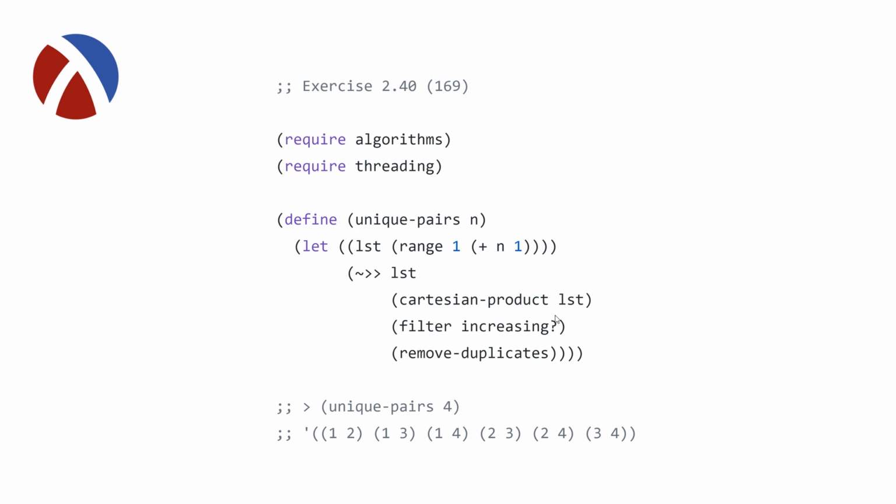Here the list is the same. Then we're filtering out the elements where j is greater than i, because we only want the ones where they are in increasing order. So we make a call to filter increasing, and then we just remove the duplicates. Extremely beautiful, in my opinion, when you make use of algorithms and threading.